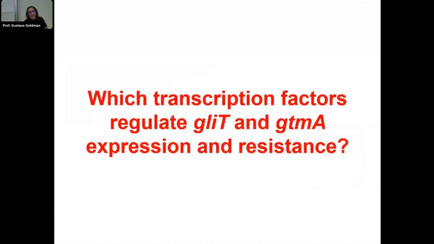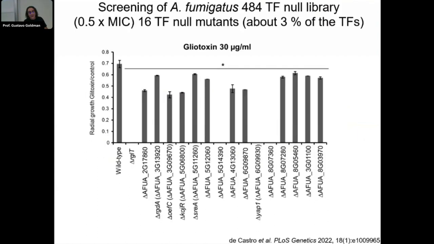Okay. Again, we have this obsession in my lab for transcription factors, in this case transcription factors regulating GliT and GtmA expression and resistance, you know. And then we screened a library. As I told you, A. fumigatus has many dedicated libraries, like protein kinases, protein phosphatases, transcription factors. Now almost all of the non-essential genes are deleted by the group in Manchester. They have a large and generous grant from the Wellcome Trust. What is really difficult to know is when they are going to distribute all these deletion strains. I hope they do that soon.